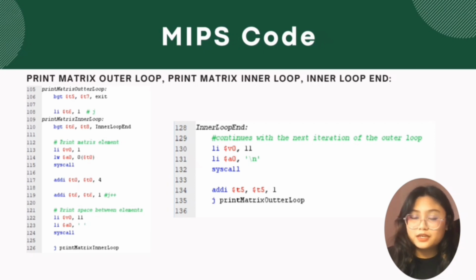Once the branching for the inner loop n occurs, it will print out a character, which in this case is \n, which will print out a new line so that the elements will be printed on the next row. Then it will perform increments to register T5 and jump back to print matrix outer loop label.